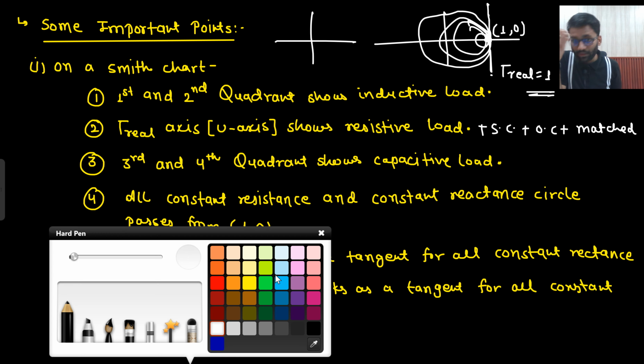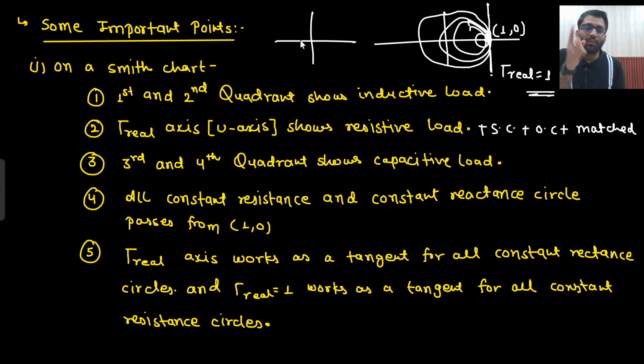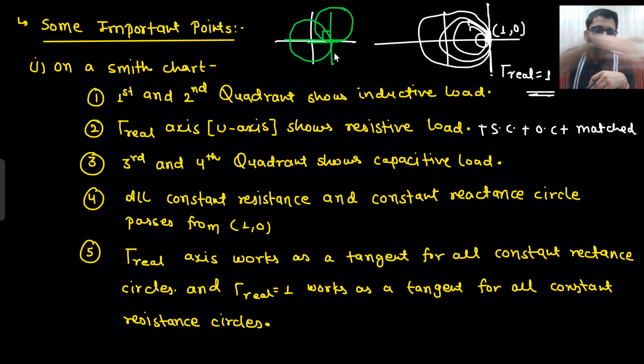Let me show it again. What was the tangent of all the constant reactance circles? This was the tangent. And what is the tangent of all the constant resistance circles? This is the tangent. If two common tangents are perpendicular, that means those circles are orthonormal circles, right? Look, this is one of your constant resistance circles and this is one of your constant reactance circles. Both of them are orthonormal to each other because their tangents are normal to each other. So these are known as orthonormal circles.